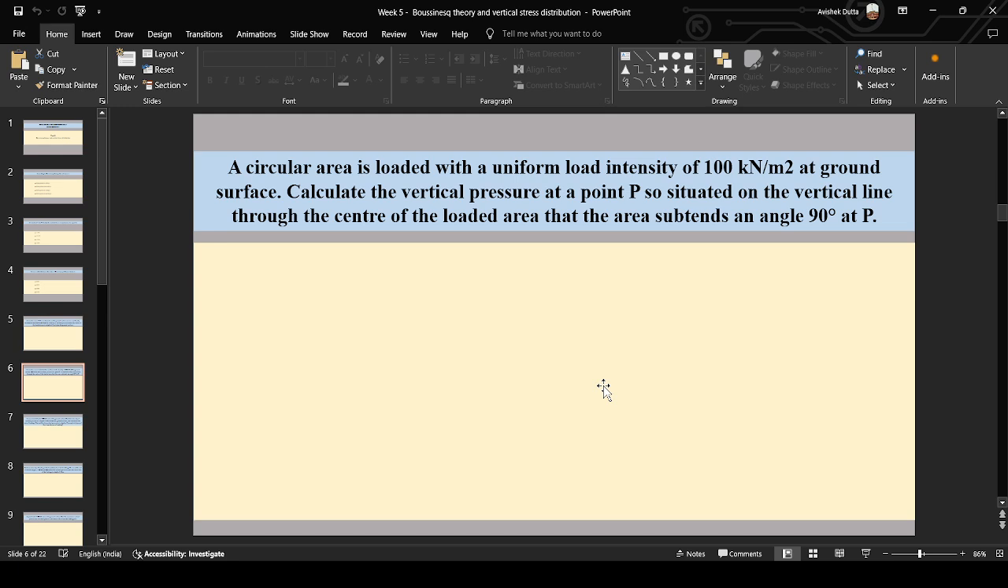A circular area is loaded with a uniform load intensity of 100 kilonewton per meter square at ground surface. Calculate the vertical pressure at a point P so situated on the vertical line through the center of the loaded area that the area subtends an angle of 90 degrees at P.